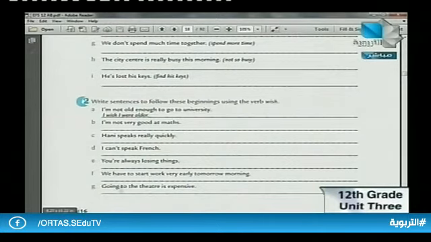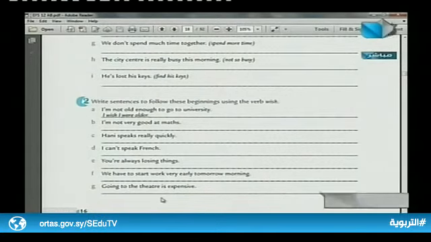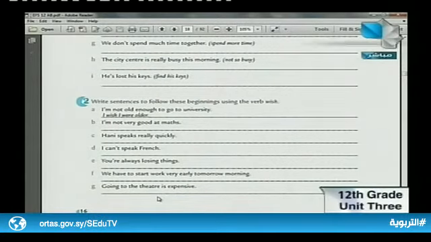Last one: going to the theater is expensive. Verb to be here, yes, of course. And going to the theater is the subject. The subject here is not one word, it's more than one word, it's a phrase. Our students should pay attention to that. So I wish going to the theater weren't expensive, or we could say were cheaper.